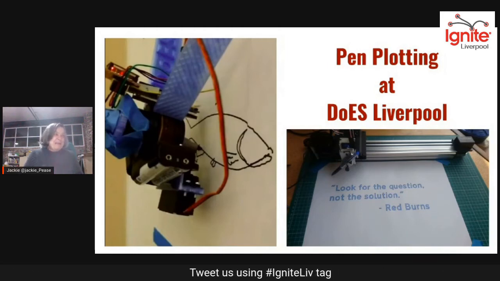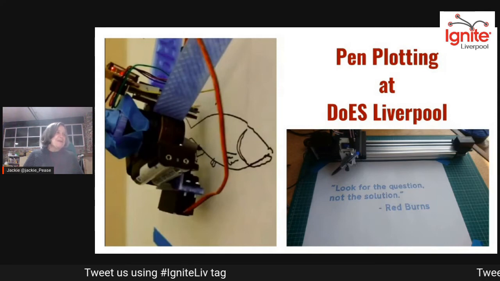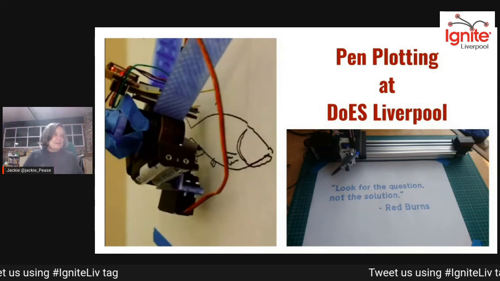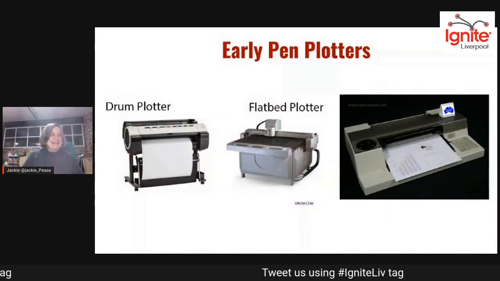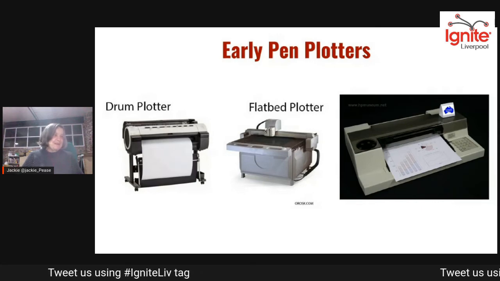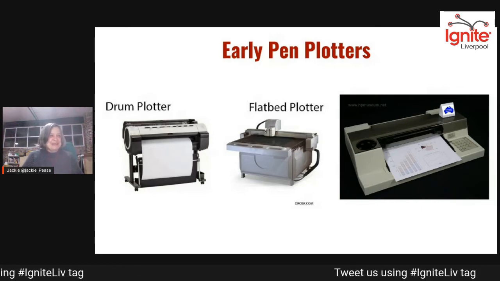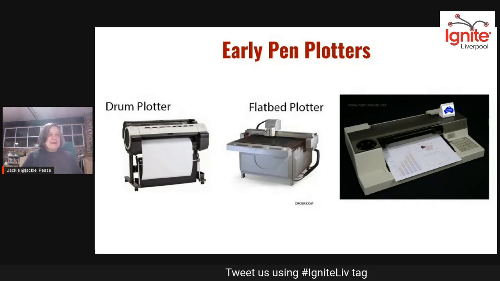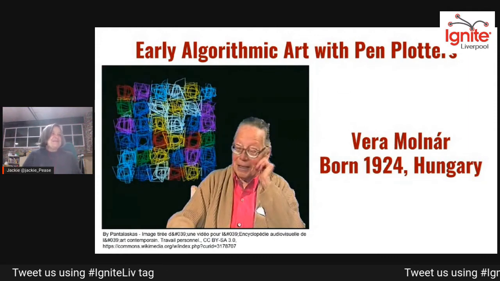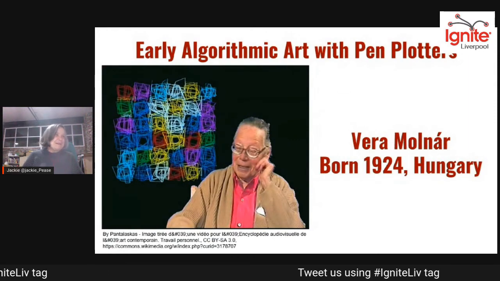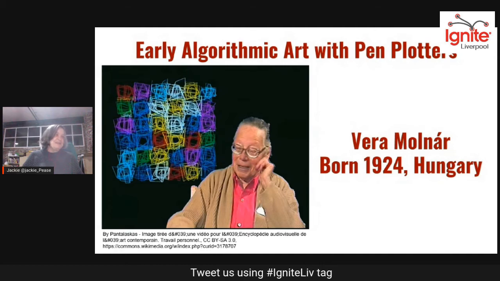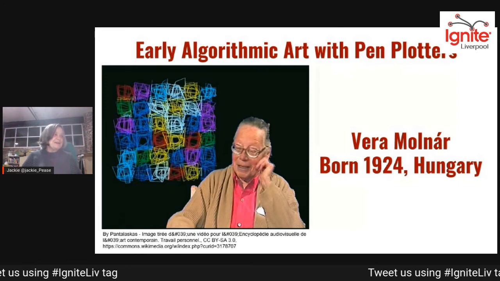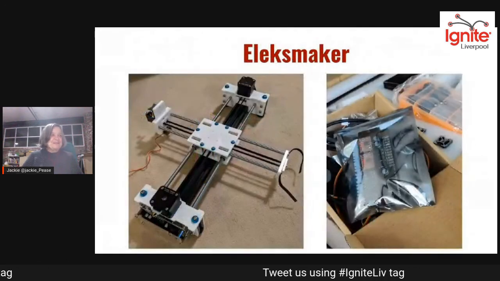Here are some previous pen plotting devices we've had at DoES Liverpool. The one on the left is a polargraph, which draws on a wall, and here we have some examples of early pen plotters that were used for architectural drawings. The one on the right was used for business presentations in the late 80s, and they use a little carousel of pens. This is Vera Molnar, an early algorithmic artist, and she used pen plotters generally in black and white, but here you can see she's used algorithms to affect the view of a lot of different squares.